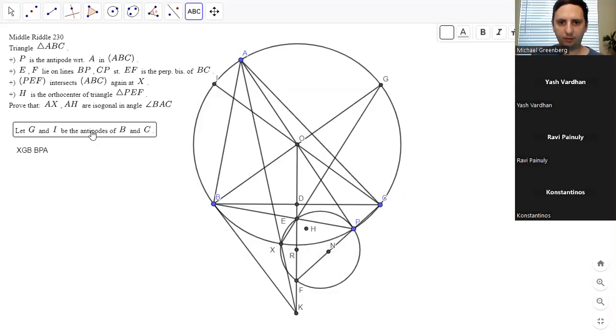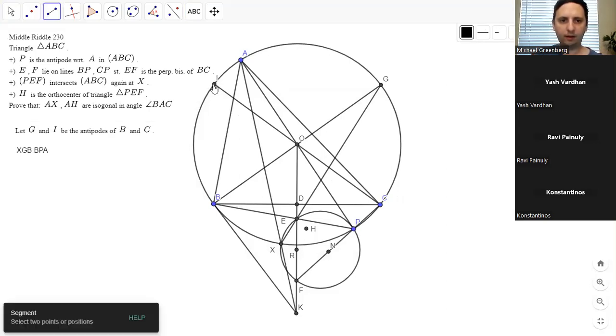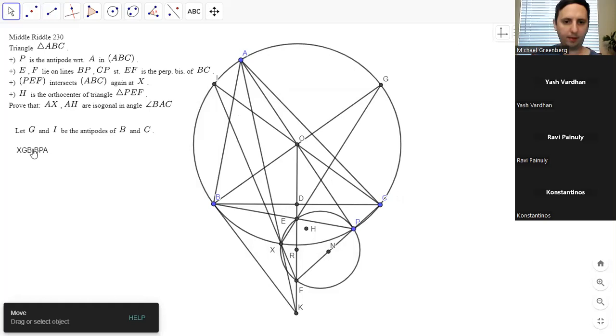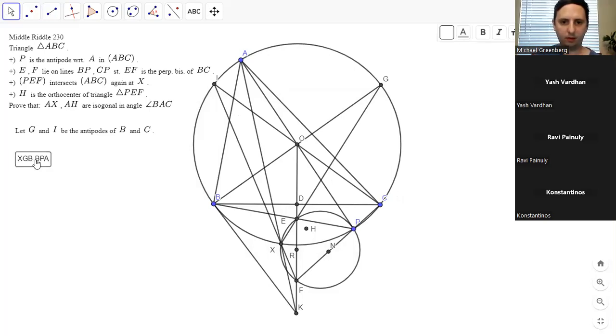What was collinear? G, E, and X, and I, X, and F were collinear. Okay, and then we use Pascal. So we don't really need the point I.